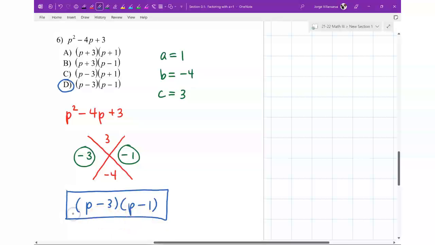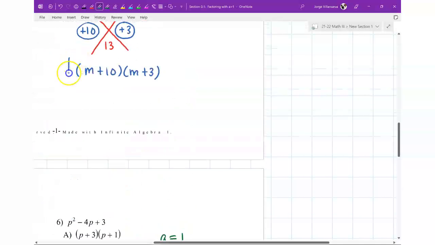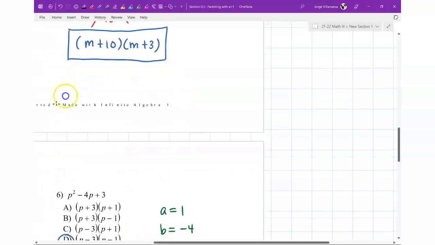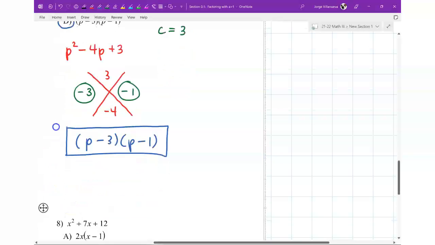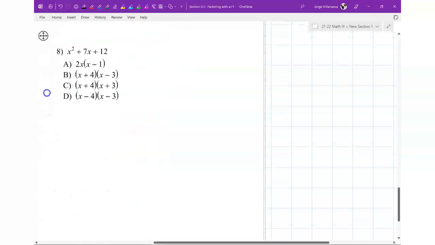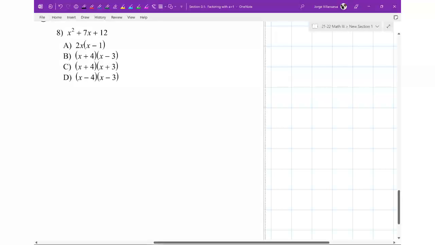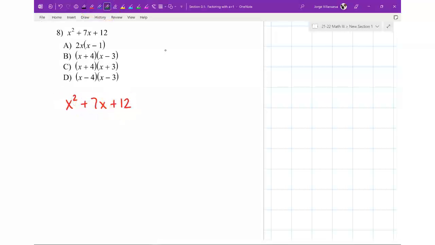I think I forgot to put a box on my other one. Let me do that really quick. Are we okay with this? So let me give you the last one to try out, okay? Just try this one out. X squared plus 7x plus 12. Try it, and then right now I'll do it, and you can double check to make sure you got it right.